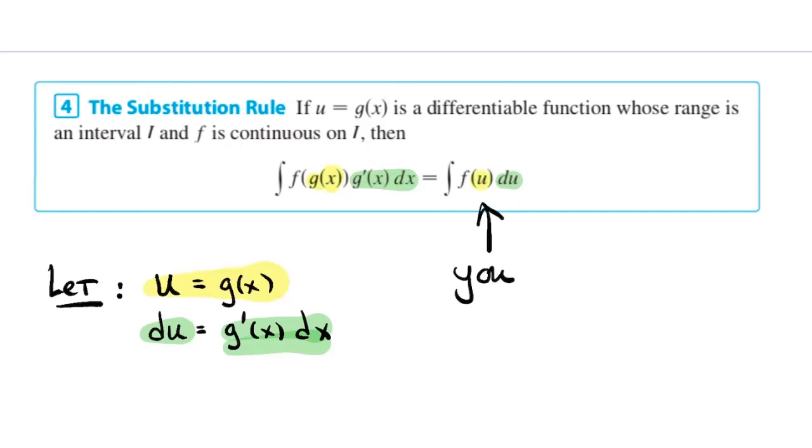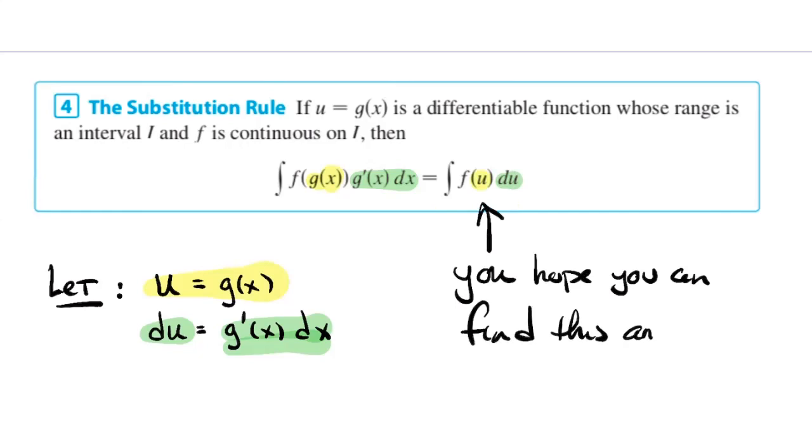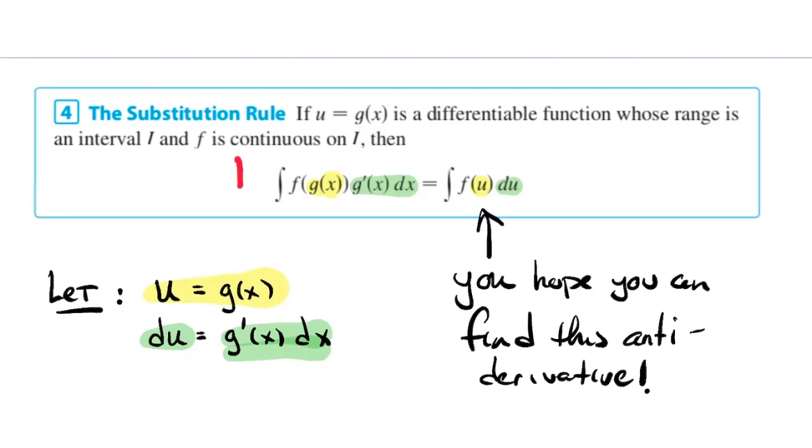So you hope you can find this antiderivative, just like in our above examples. So substitution by itself just trades one integral for another. But hopefully the other one is doable. Then you do it and you substitute back.